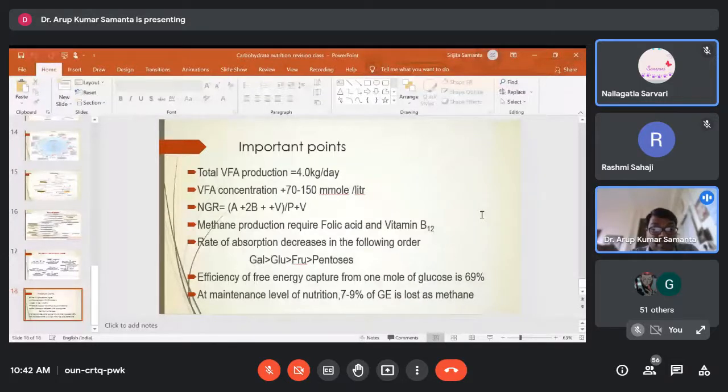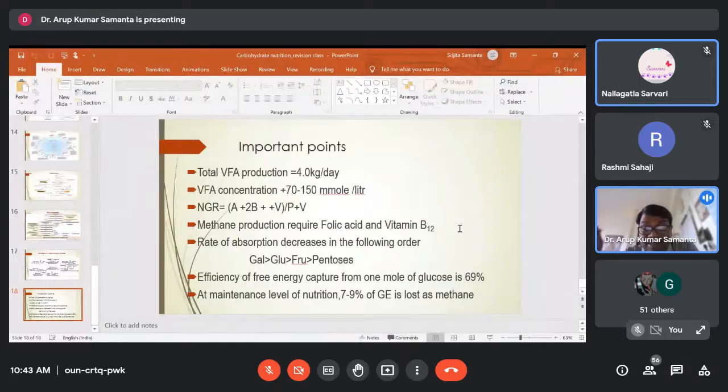Here, since I am talking about methane production, note down two important points. The calorific value, or gross energy value, of methane is 13.34 kilocalorie per gram. And what are the vitamins required for methane production? One is folic acid, another one is vitamin B12.